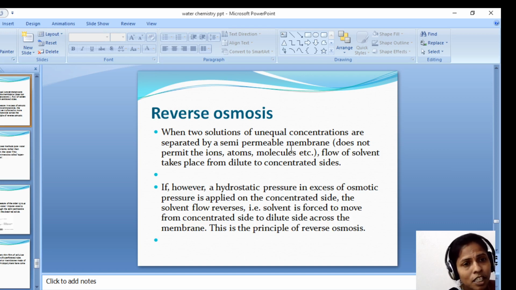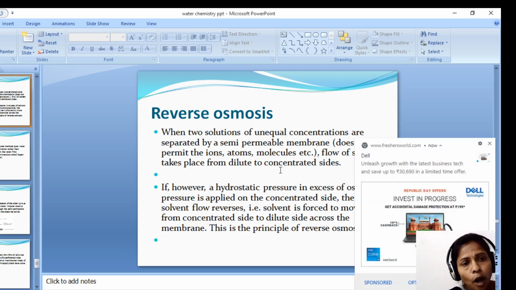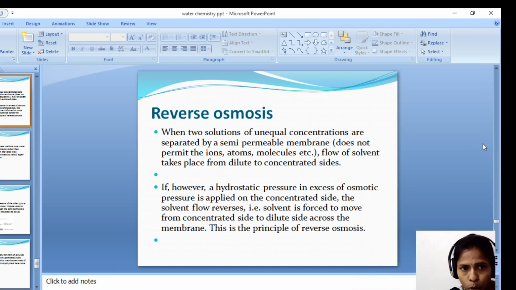But the reverse osmosis process is nothing but applying pressure on the opposite side. So what are we doing? We are applying the pressure at the opposite side. What happens generally in osmosis? In osmosis, solvent particles are transferred from low concentration solution to high concentration. But here, the solvent never transfers from high concentration solution to low concentration solution.